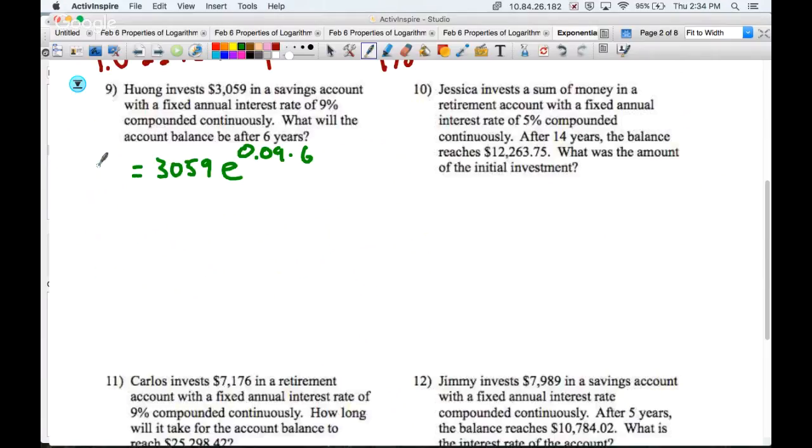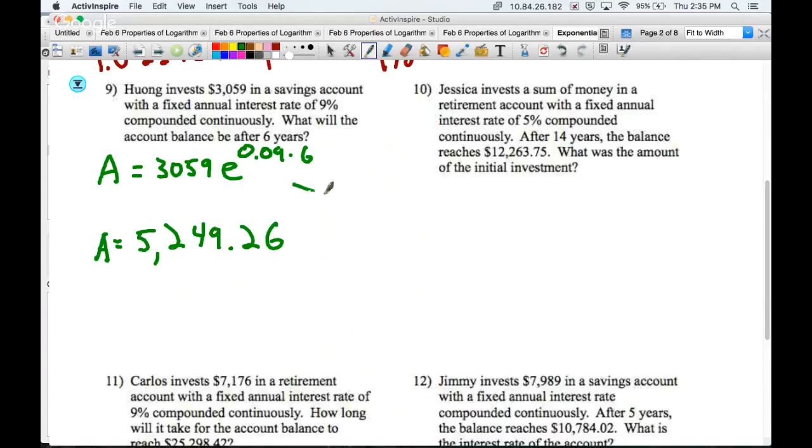So our final balance A can be calculated by just plugging that whole thing into our calculator. 3,059. You can do second ln to get an e to the power of 0.09 times 6. And I get A equals 5,249 and 26 cents.